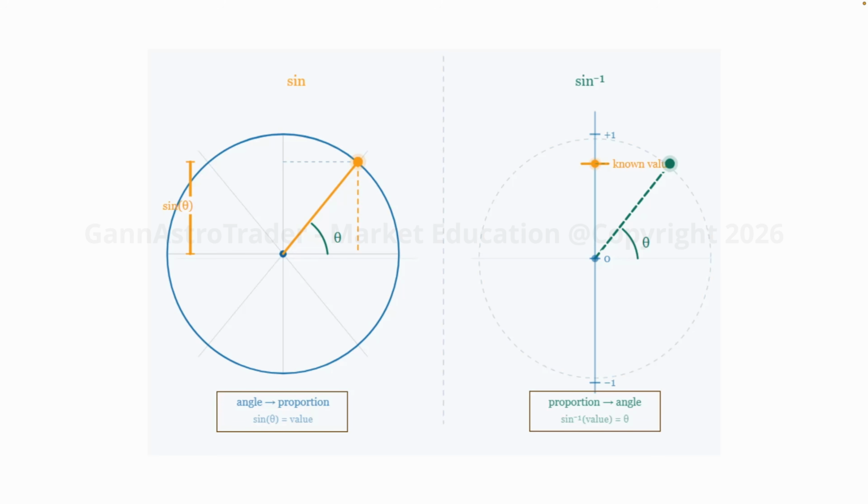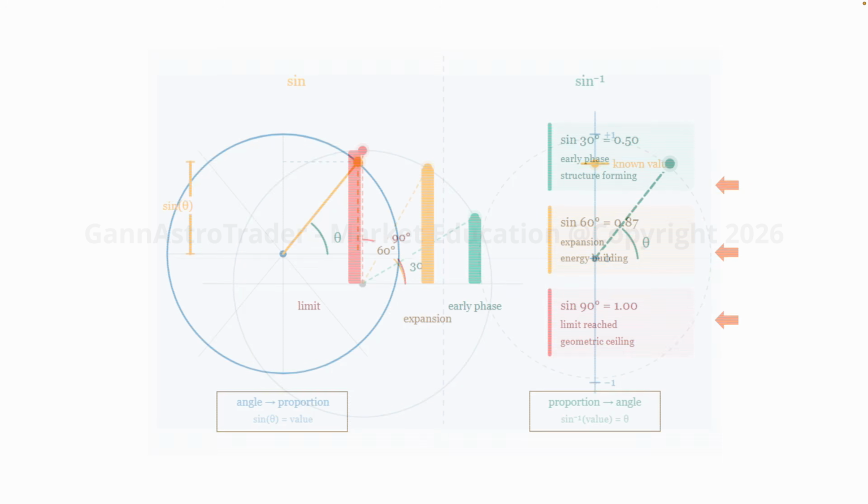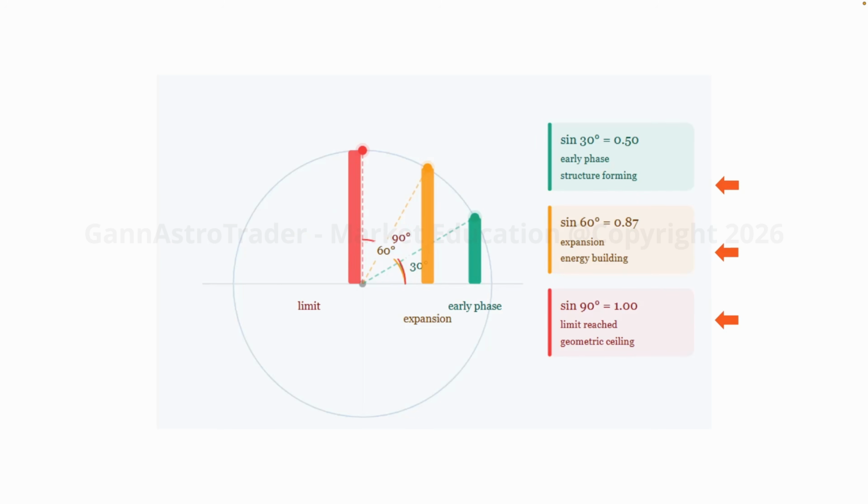That is a major shift in perspective. Instead of starting with geometry and getting a number, we start with the number and recover the geometry behind it. That is why sine inverse feels so powerful. It turns a measured result back into an angular cause. At a basic level, this means that when you see a value, you do not have to treat it as just magnitude. You can treat it as evidence of position within a geometric process.